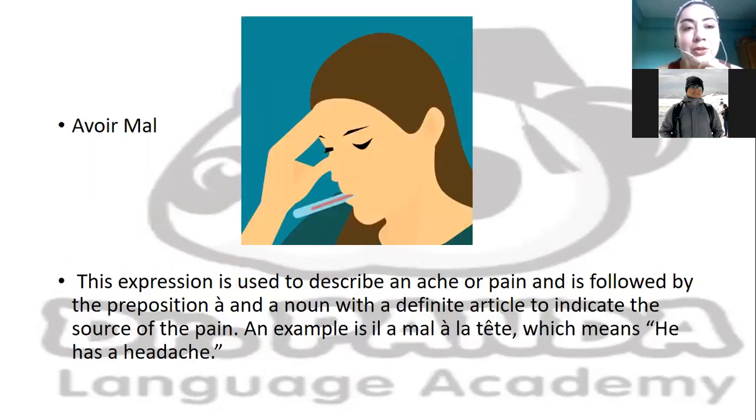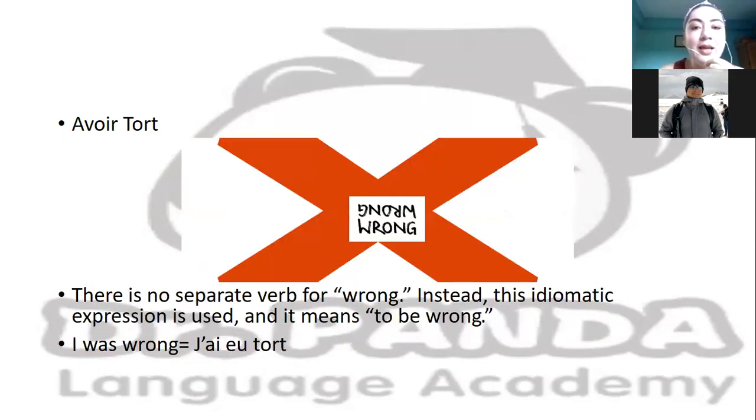And the next idiomatic expression we have avoir mal. This expression is used to describe an ache or pain and is followed by the preposition à and a noun with the definite article to indicate the source of the pain. An example is il a mal à la tête, which means he has a headache. So when you say mal à la tête, it means headache, or you have an ache at the head. And then next expression we have avoir tort.